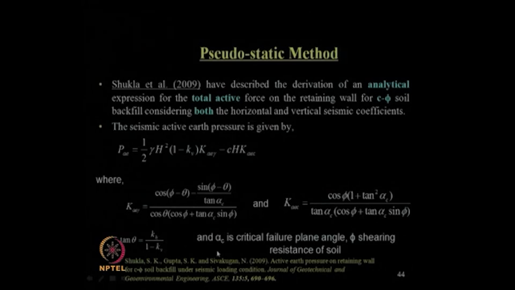like for Mononobe Okabe also this is the same expression, and alpha c is the critical failure angle, with phi the frictional angle of the soil. So, these are the details about the paper, that is Shukla, Gupta and Sivakugan. It was published in the Journal of Geotechnical and Geoenvironmental Engineering of ASCE, this volume, these page numbers, in 2009.